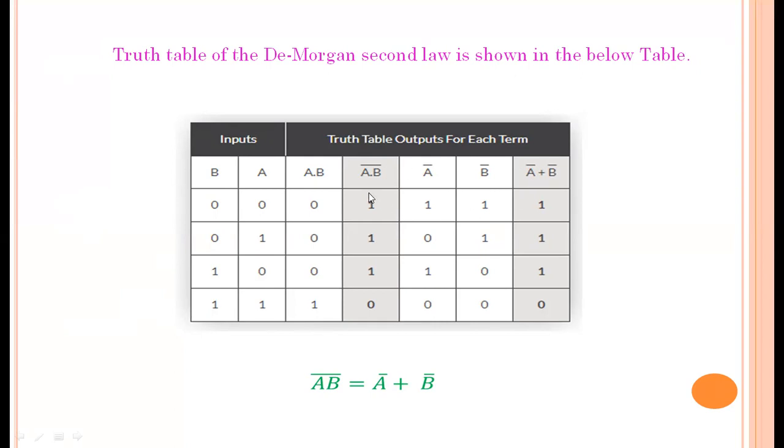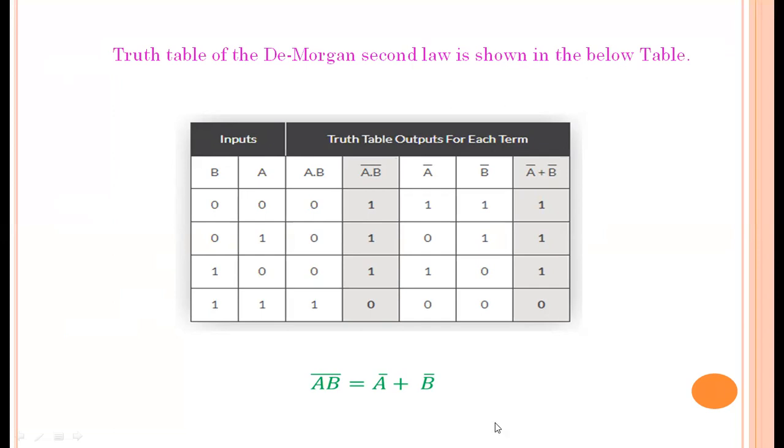By the same analogy, for (AB) bar: 0 into 0 is 0, and 0 inverted is 1. 0 into 1 is 0, inverted is 1. 1 into 0 is 0, inverted is 1. And 1 into 1 is 1, inverted is 0. Similarly for A bar plus B bar: 1 plus 1 is 1, 0 plus 1 is 1, 1 plus 0 is 1, and 0 plus 0 is 0. So both outputs are equal: 1, 1, 1, 0 and 1, 1, 1, 0.